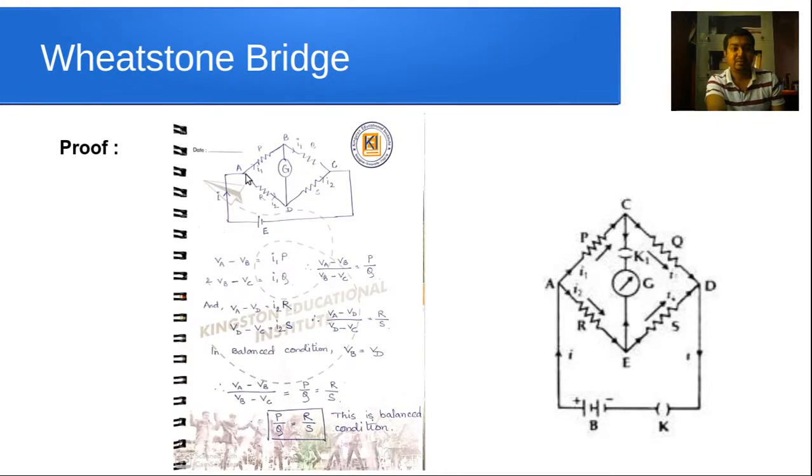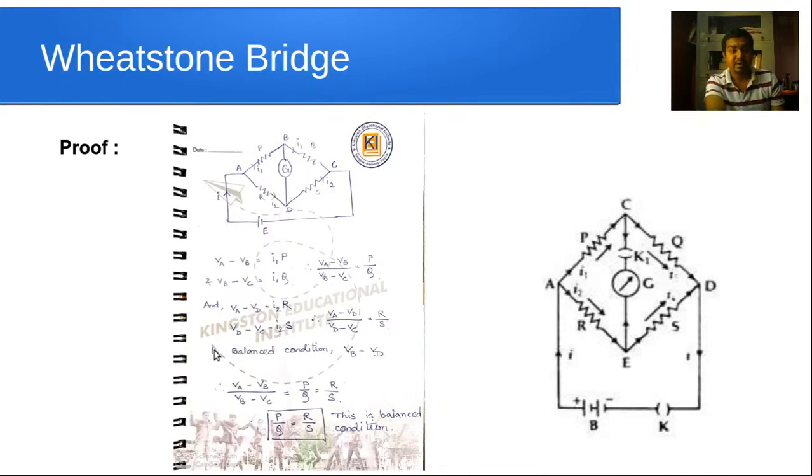And again, from the second path I2, VA minus VD is the voltage drop across R, so VA minus VD equals I2 into R. In the same way, VD minus VC is the voltage drop across S, so VD minus VC equals I2 into S. Dividing the whole equation, (VA minus VD) by (VD minus VC) equals R by S, because the current I2 is the same and cancels out.